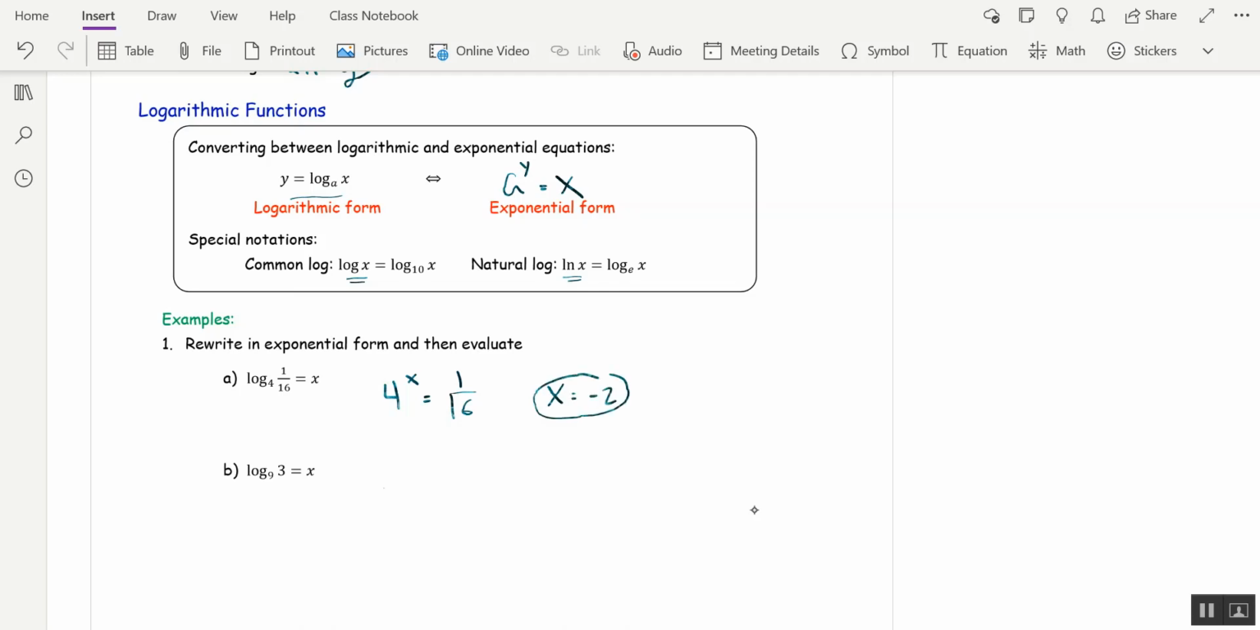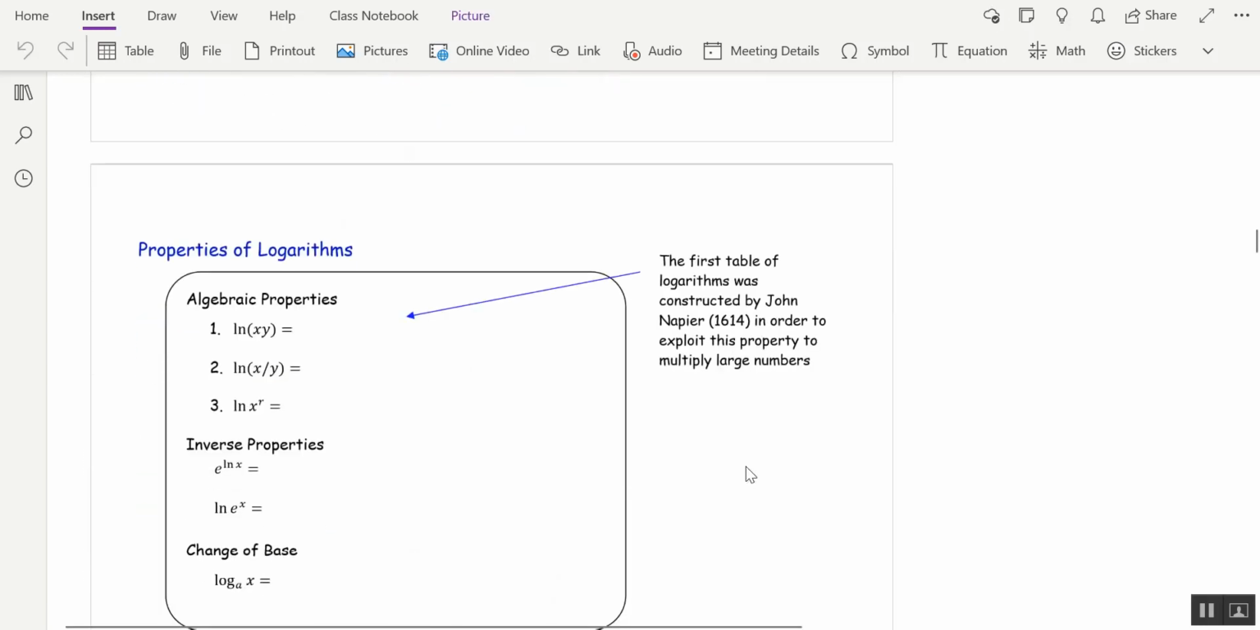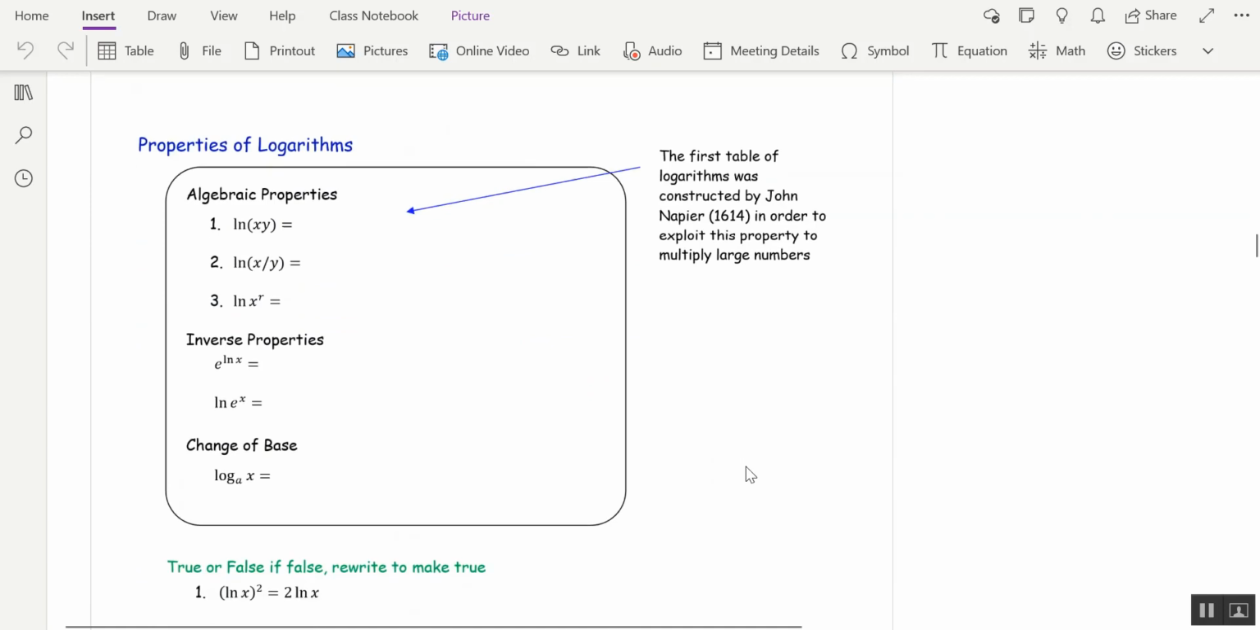Next one, 9 to the x equals 3. Square root of 9 is 3, so that would mean x is 1/2. All right, now for the fun part. Let's do properties of logs. So we've got everything you need to know about logs in this box.